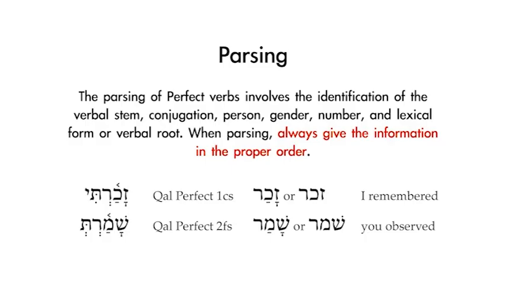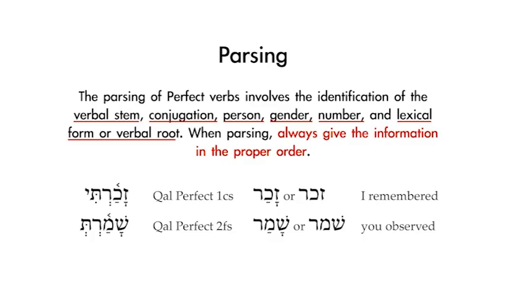Parsing. The parsing of perfect verbs involves the identification of the verbal stem, conjugation, person, gender, number, and lexical form or verbal root. When parsing, always give the information in the proper order, as the following examples demonstrate.